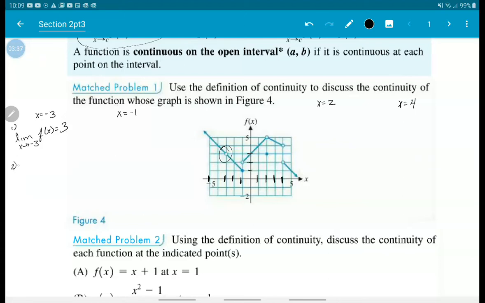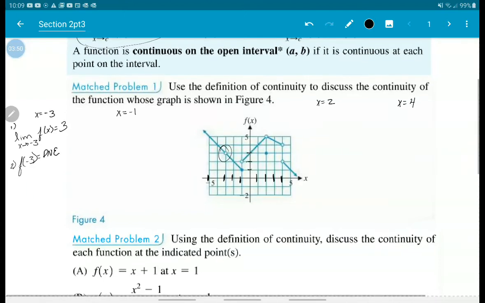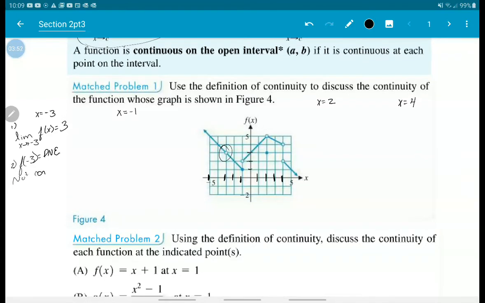Second question we have to answer is, does f of -3 exist? And in this case, no, f of -3 does not exist, which means this function is not continuous. So if you were asked why this function is not continuous at -3, this is why. Because that definition of continuity falls apart when we reach that second part, which is defining what f of c is.